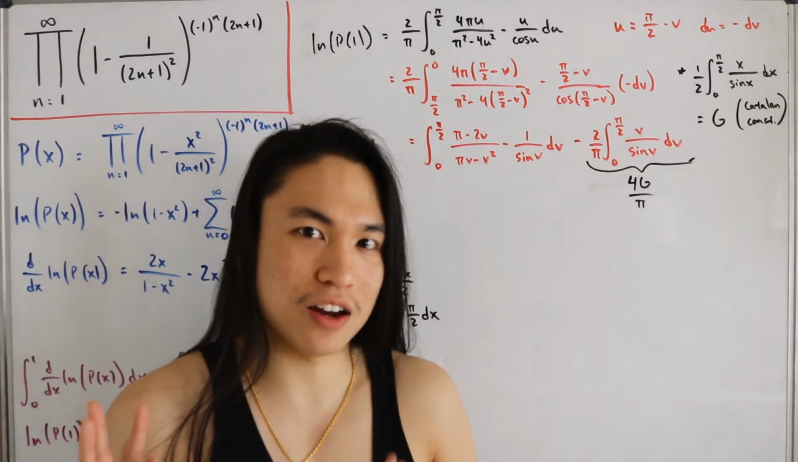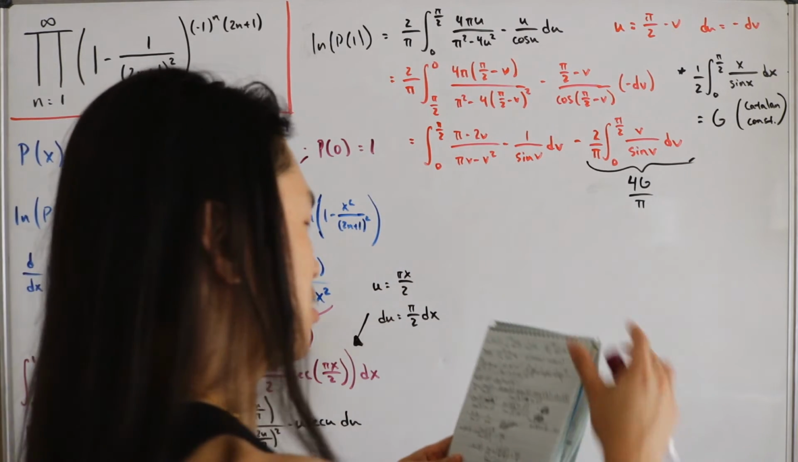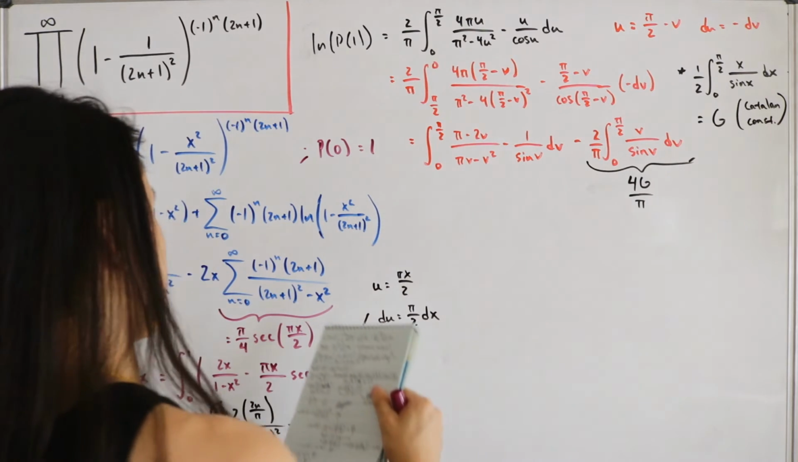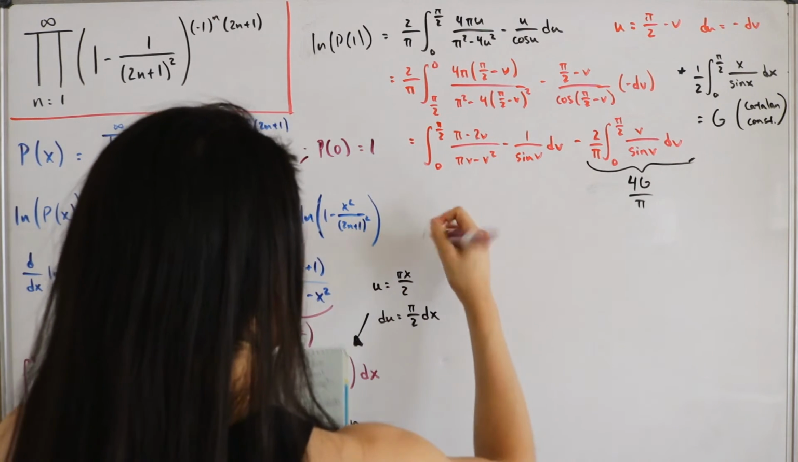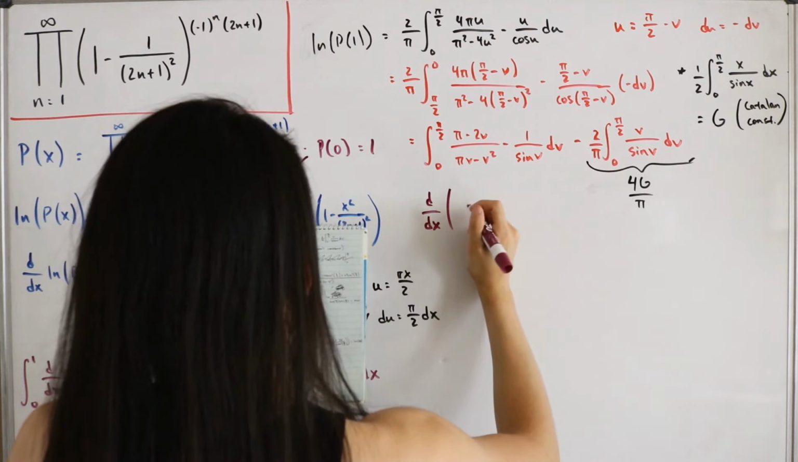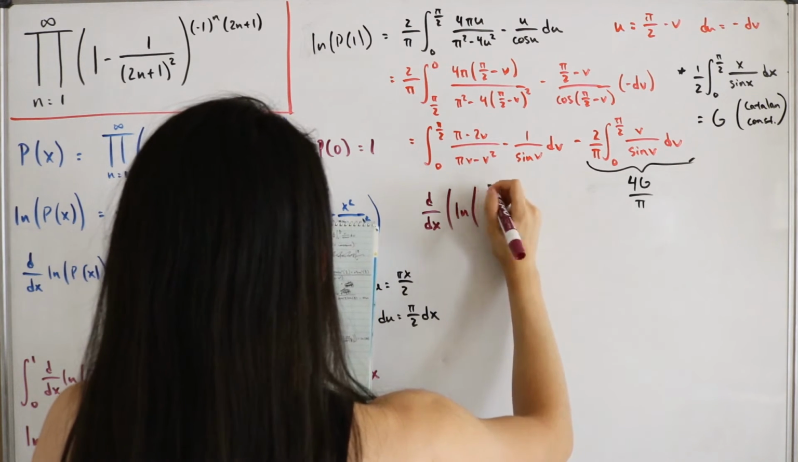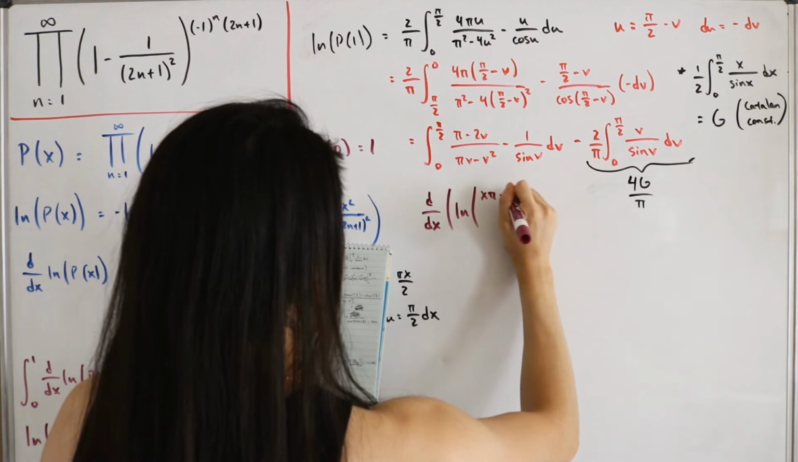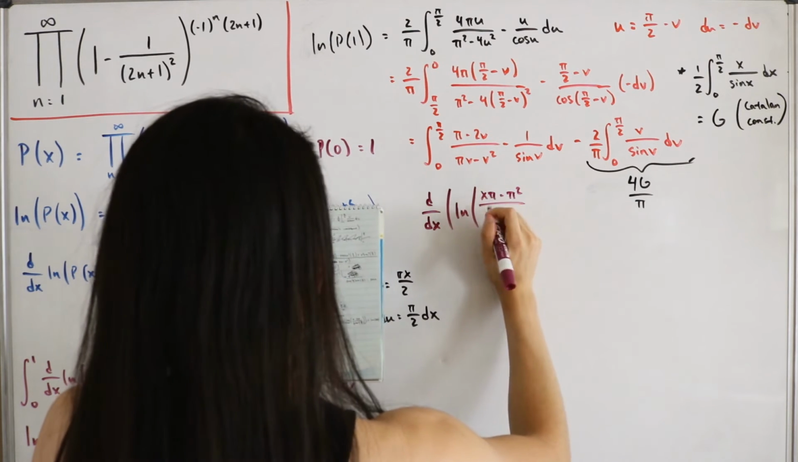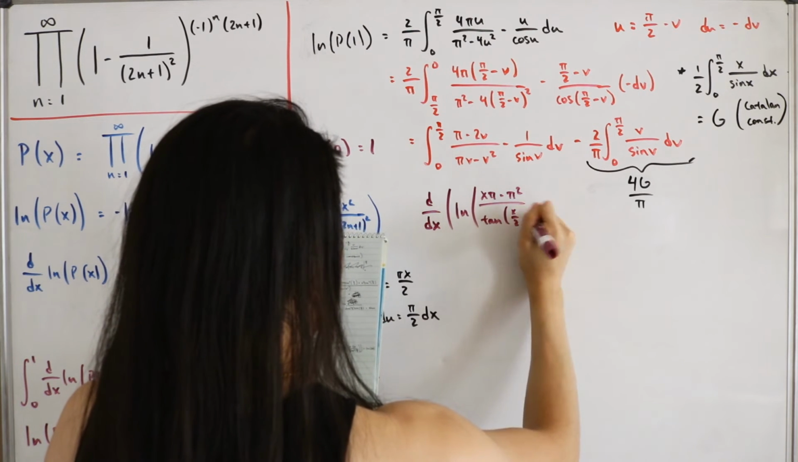So after doing a lot of playing around, there's something we got to check out that's actually going to blow your mind. I think that's pretty crazy. So let's notice the following. If I take the derivative of this following function, specifically the natural log of x times pi minus x squared, and then divided by tangent of x divided by 2.